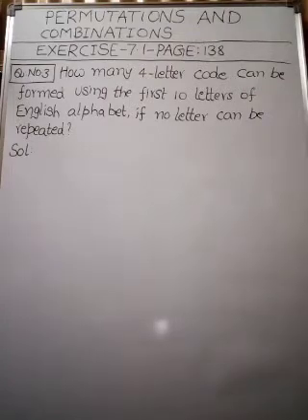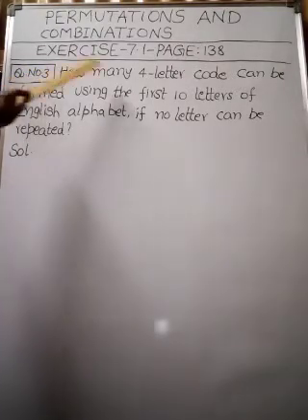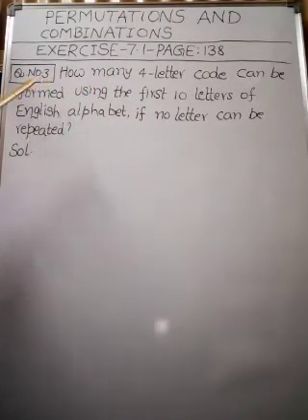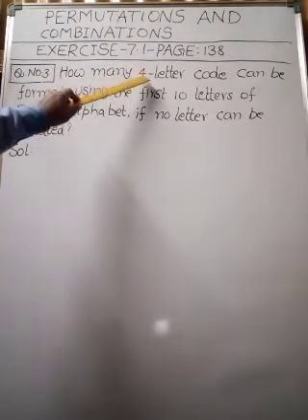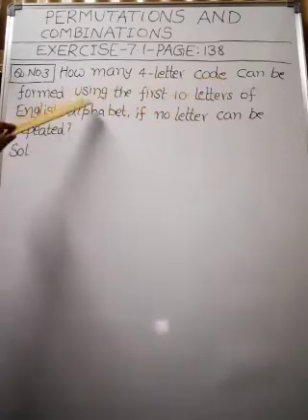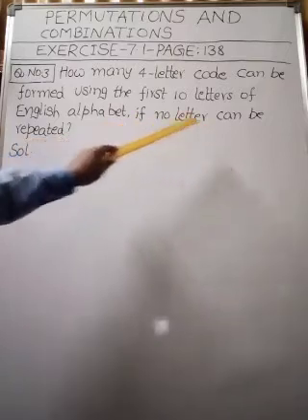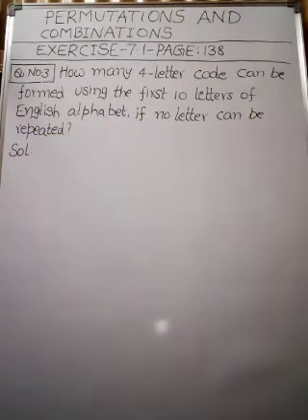Okay, my children, according to the question, we use the fundamental principle of counting. In most cases we use the fundamental principle of multiplication. Come to question number 3. Yesterday we completed 2 questions so far in this exercise. Now come to question number 3. How many 4-letter codes can be formed using the first 10 letters of the English alphabet if no letter can be repeated? Understood this question, my children?